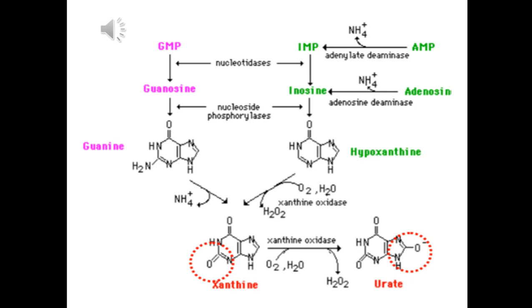Also, if we start with guanosine monophosphate, a nucleotide, the action of 5' nucleotidase enzyme can convert it to guanosine, which is a nucleoside. Also, nucleoside phosphorylase can convert it to guanine plus ribose 1-phosphate. Guanine is the nitrogenous base. It can be converted by guanine deaminase to xanthine, and then xanthine by xanthine oxidase can be converted to uric acid and then excreted in urine.